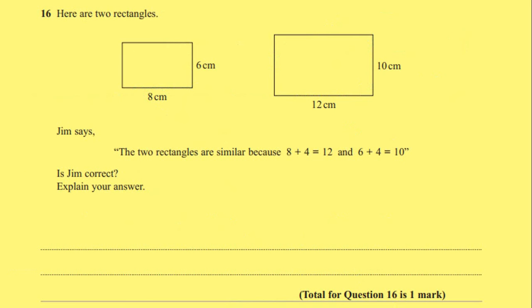Alright, next up. Here are 2 rectangles. Jim says the rectangles are similar because 8 plus 4 equals 12, that's true, and 6 plus 4 equals 10, that's true, but Jim's wrong. That's not how similar shapes work. Here are 2 similar shapes. If I knew that, say, this was 3 and this was 2, and this was, say, 6, then this would have to be 4. I can double the sides. It's all about multiplication to figure out whether you've got similar shapes or not.